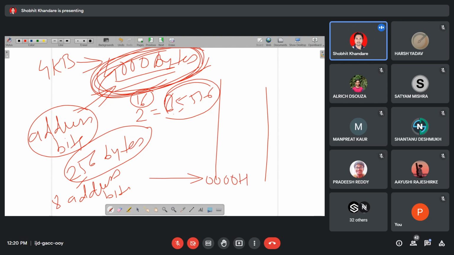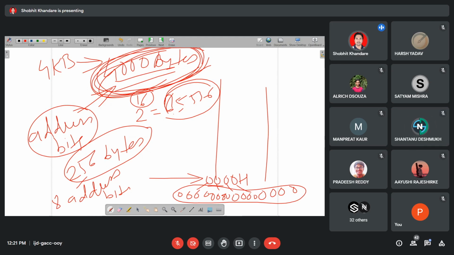So can I comment the starting address would be 0000H. This is in hexadecimal. If I have to show it in bits, each 0 will be 0000, so four groups of 0000. How many bits are there? 16. So can you see here 16? So 2 to the power of 16 is equal to 65536.